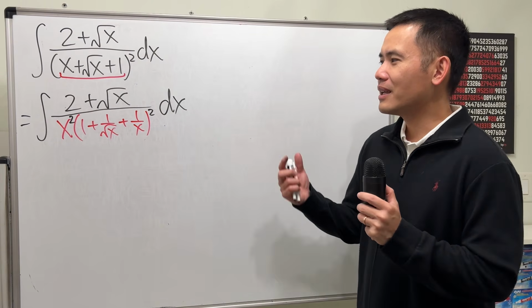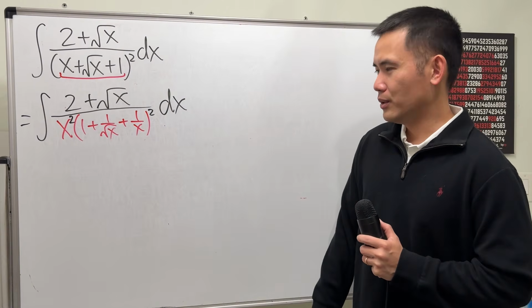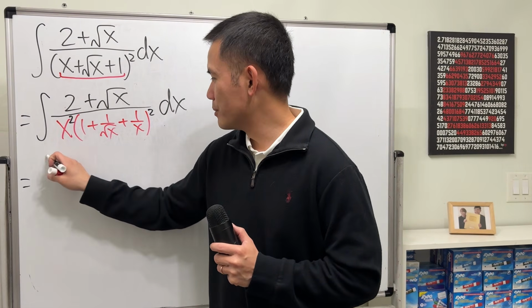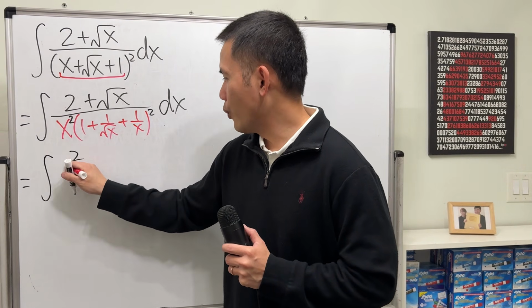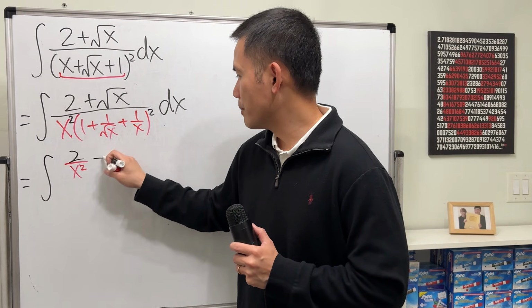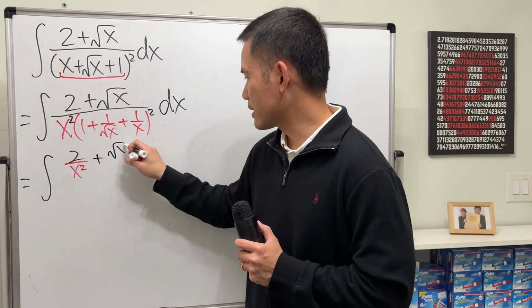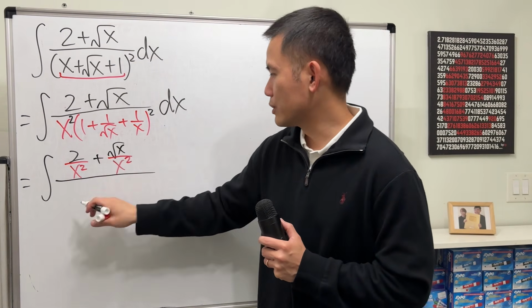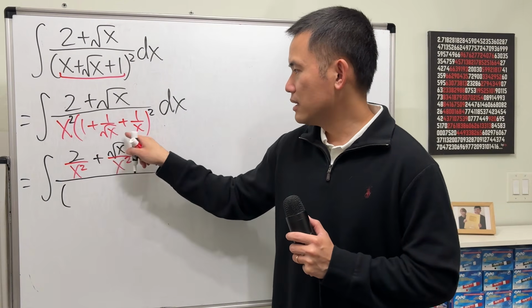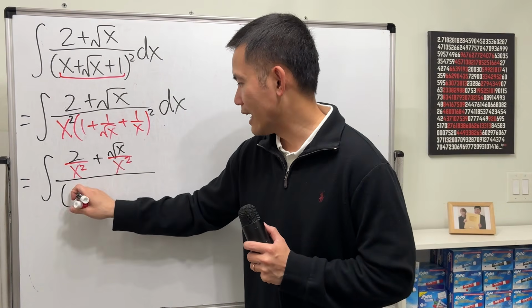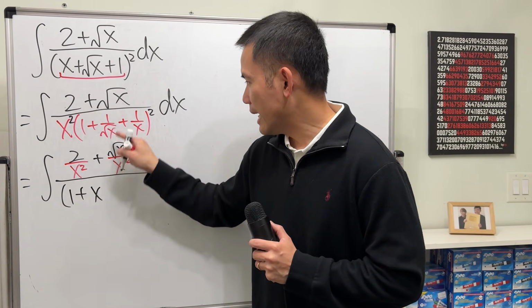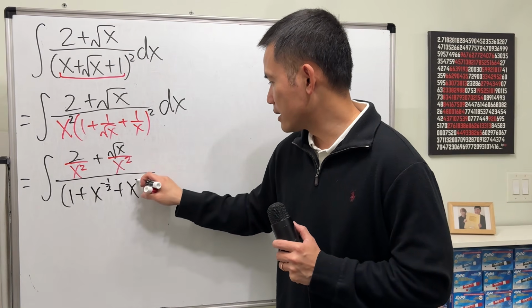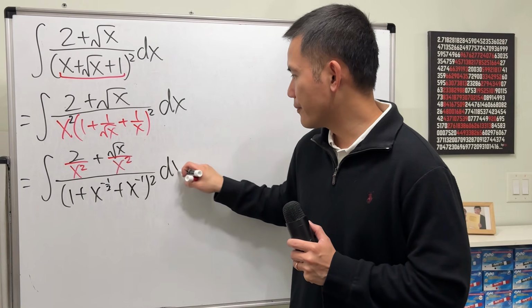And how can this be continued from here though? I'm going to bring this up. So this is going to be the integral of 2 over x squared plus square root of x, over x squared. And on the bottom, I'll just keep this. And let me write this in the power form. So we will have 1 plus x to the negative 1/2, and this is x to the negative 1, and square that.